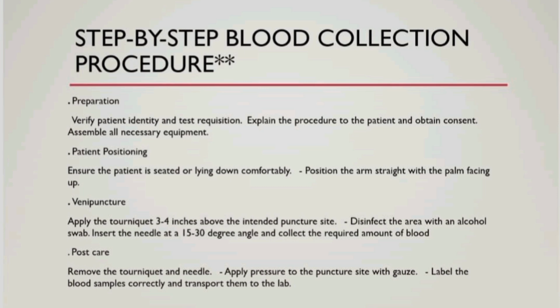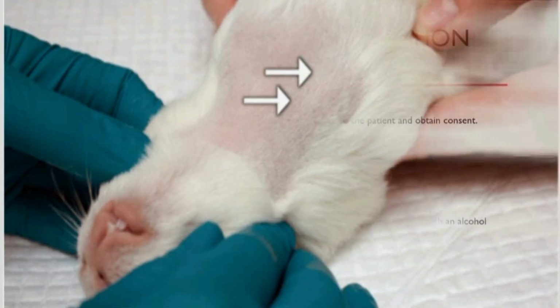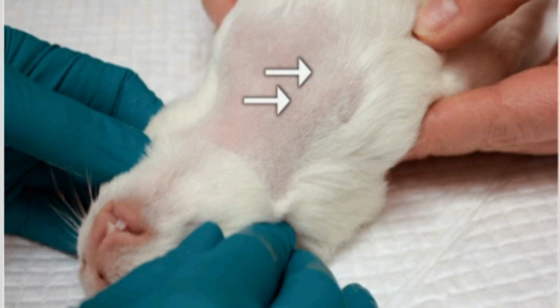Okay, now you have collected the blood. The fourth one is post care. Post care means that after collecting the blood, you have to take care of the animals and monitor them. You can look at the hair here: first of all, we have removed the hairs for clear visualization of the artery to collect the blood.